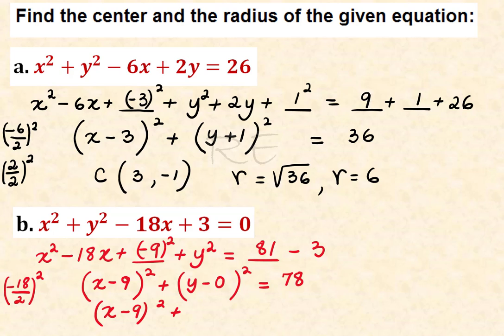If we choose to write it, x minus 9 squared plus y squared is equal to 78. The center is going to be minus negative 9, which is positive 9. And then minus 0 will be 0. So it's 9, 0. And the radius is the square root of 78.